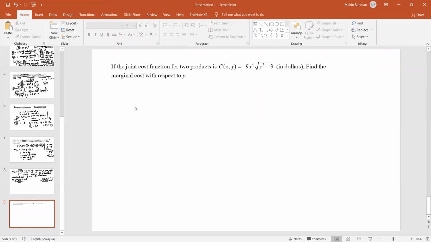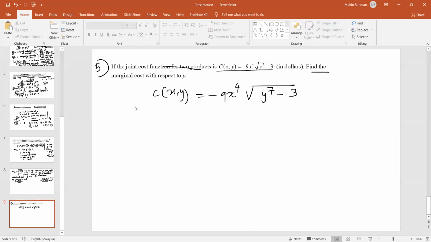Okay, now this is another question, question number 5. If the joint cost function C(x,y) is 9x^4 times the square root of (y^7 minus 3), so this is called the joint cost function for two products. Now we have to find the marginal cost with respect to y. So now do it.